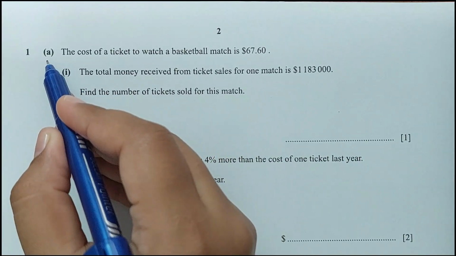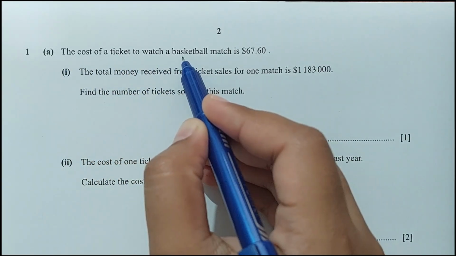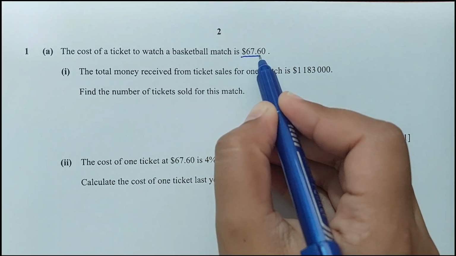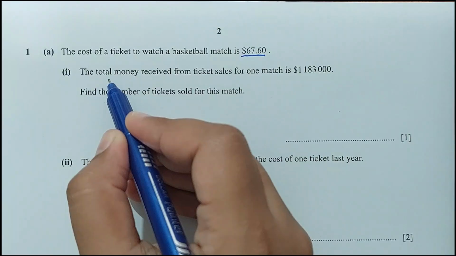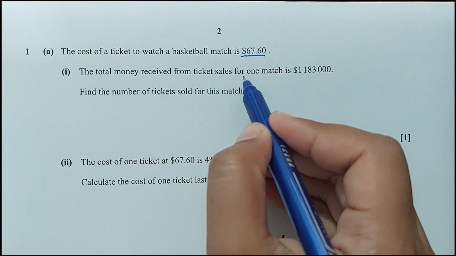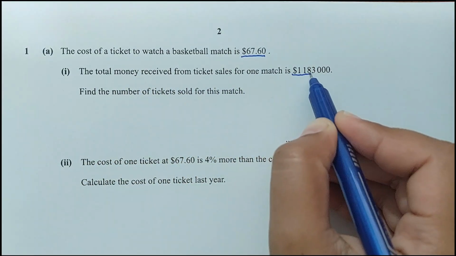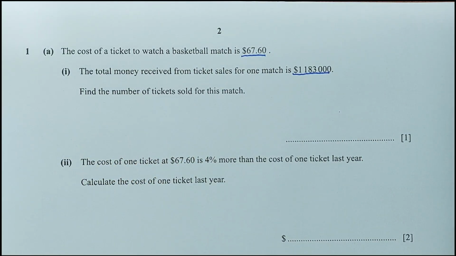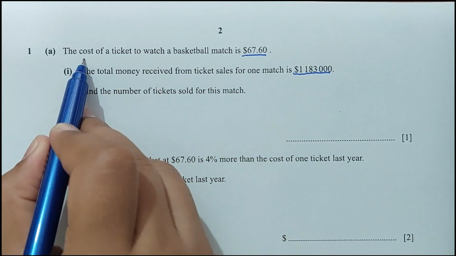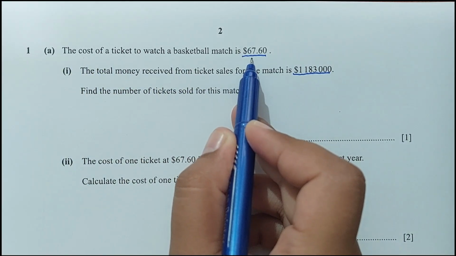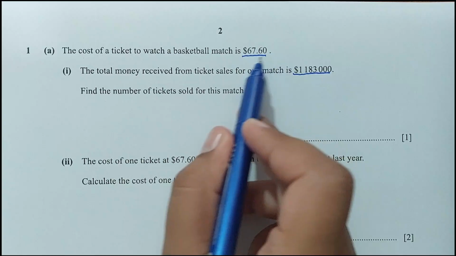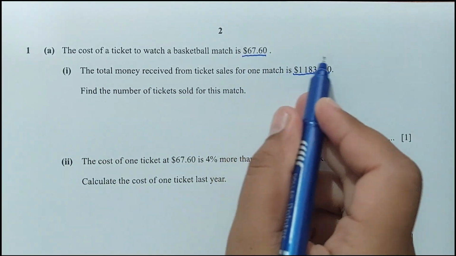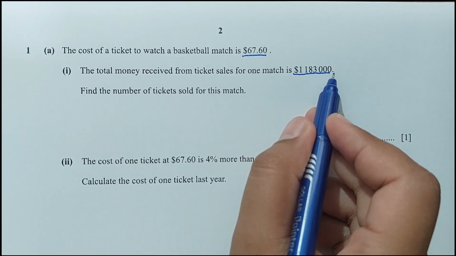Question number 1 part A, the cost of a ticket to watch a basketball match is $67.60. The total money received from the ticket sale for one match is this much in dollars. Find the number of tickets sold for this match. So we are given the cost of one ticket, and the total money they received in selling the tickets is this much. We have to find the number of tickets sold.